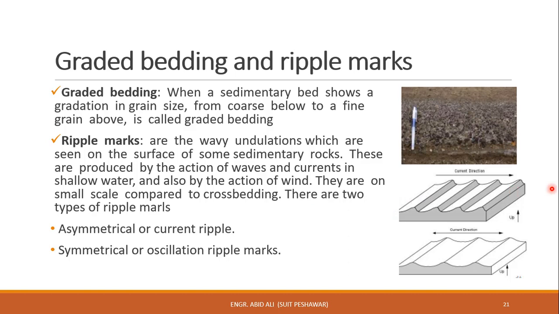We have two types of ripple marks. Number one, asymmetrical or current ripples, which can give an indication of flow direction, both in water and in wind. Number two, symmetrical or oscillation ripple marks, which are formed when water moves back and forth in a steady water environment, like tidal.